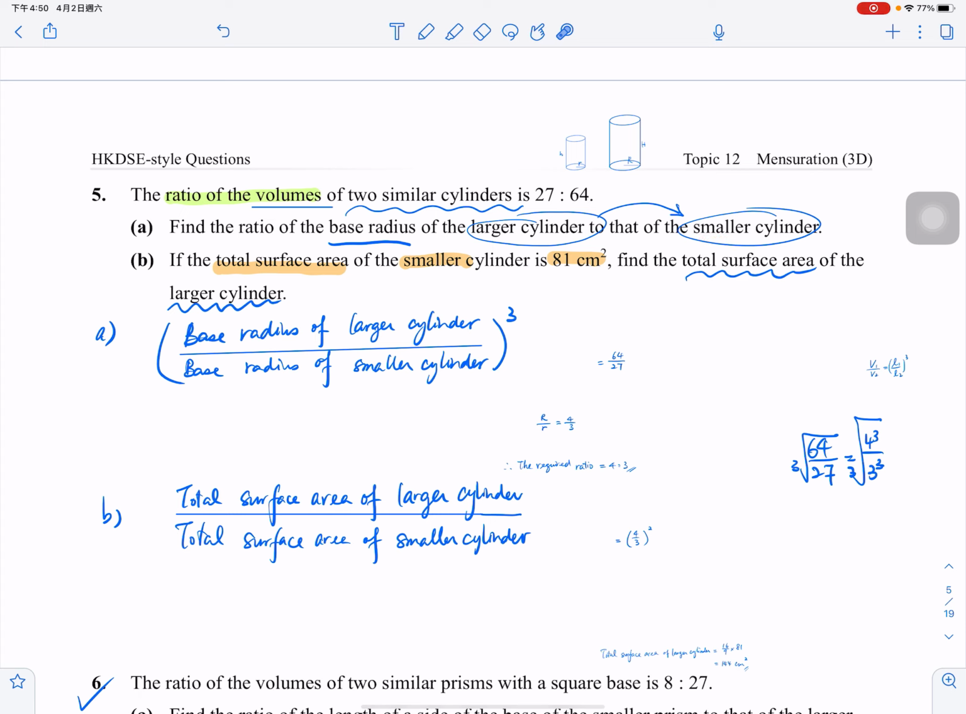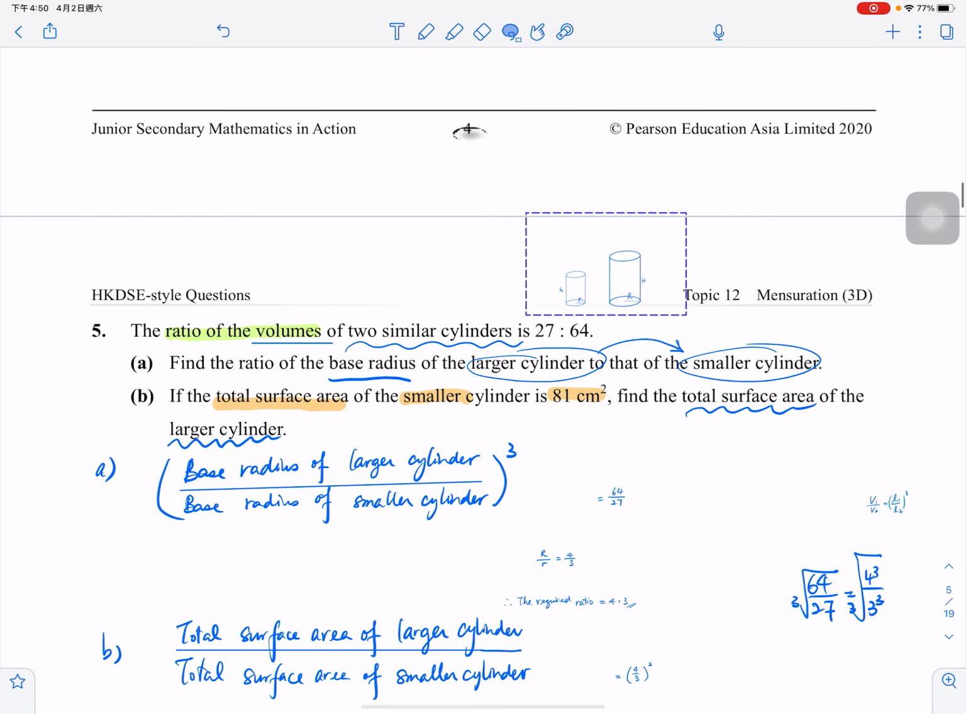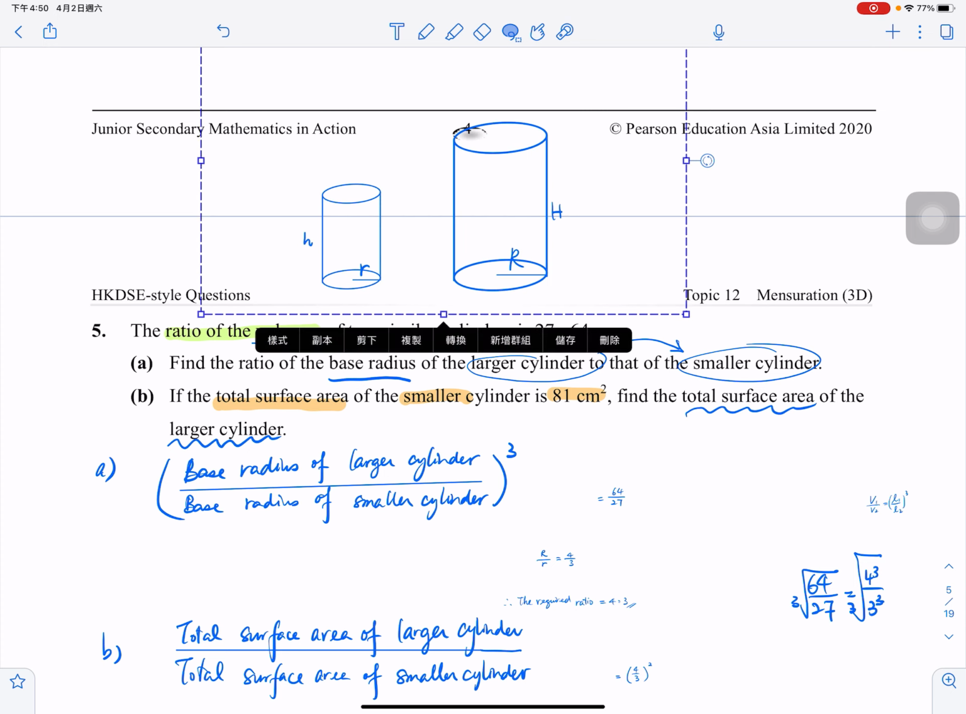Have a look at part B also. If the total surface area of the smaller cylinder is 81 cm squared, find the total surface area of the larger one. Okay, you have the smaller one, later on to find the larger one. Okay, we understand the question now. So maybe you can roughly draw these two figures like this.